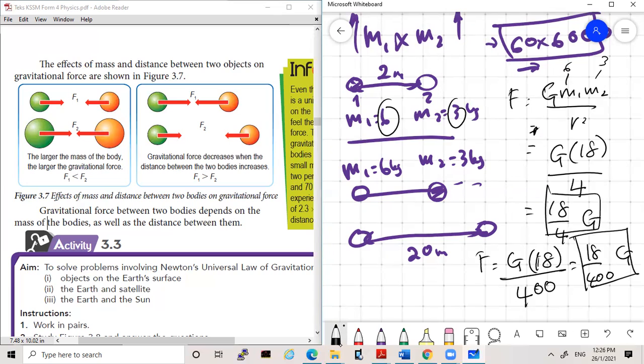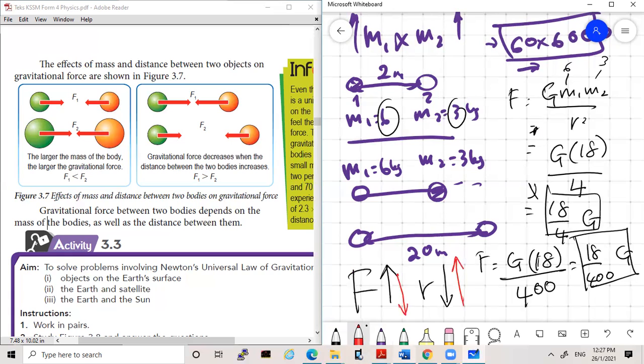So what can we see? When we have a shorter distance, we can produce a larger gravitational force. When R decreases, the gravitational force increases. That is what is stated by the proportionality, inversely proportional. R decreases, F increases. And if the distance increases, the gravitational force will be weaker, decreasing. That is how we can relate them.